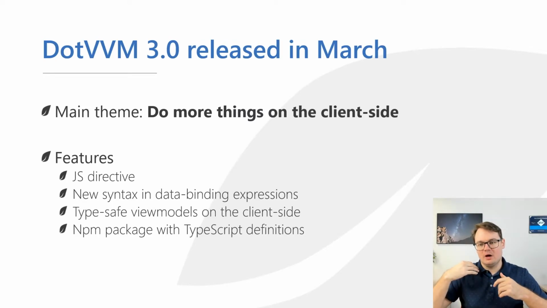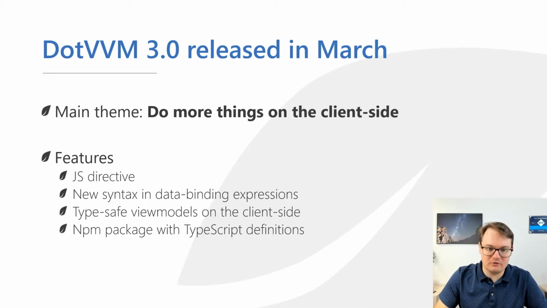If you want to be able to do some things offline, some trivial updates to the view model without communicating with the server, .vvm 3.0 and 3.1 contain many things that will help you. There is also integration with JavaScript using the JS directive. You will see a demo for it.